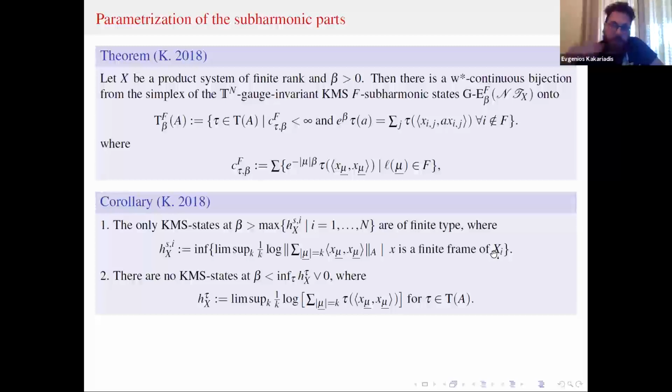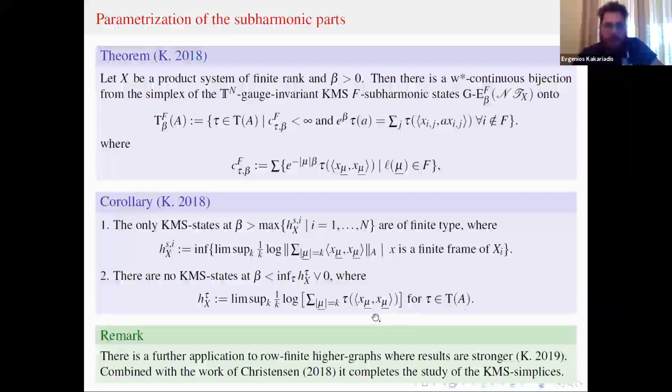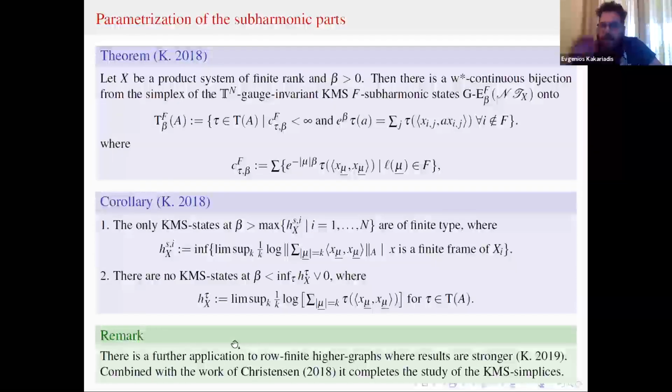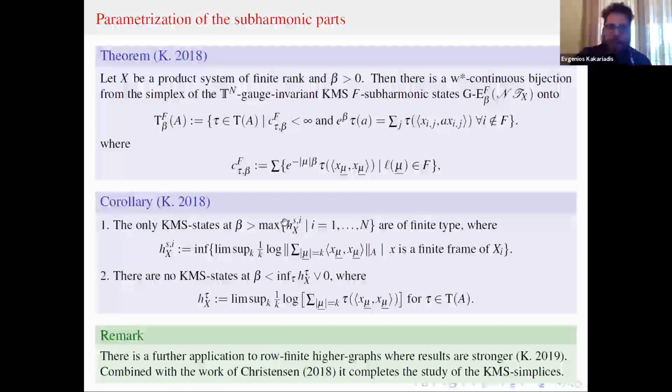And putting everything together, of course, in specific examples, you get more things. So for example, for all finite high-rank graphs, you can have a full picture, and combined with the work of Christensen, you can understand the KMS simplices and find the phase transitions of the equilibrium states.